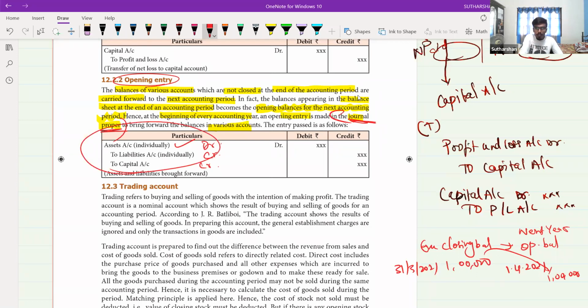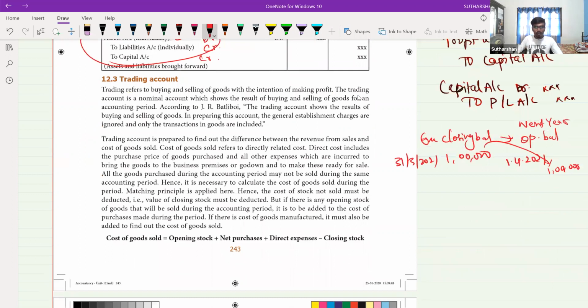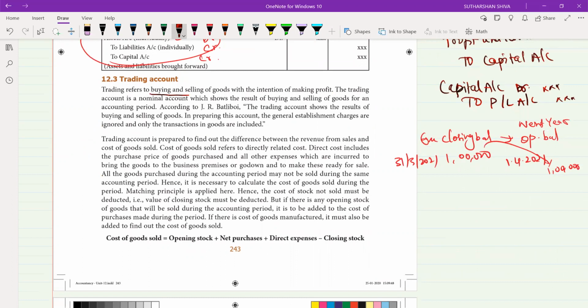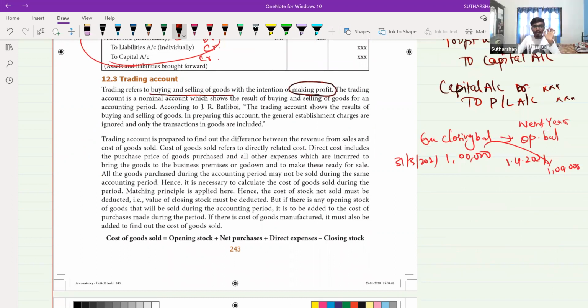Okay, then we are moving to the trading account. What is a trading account? We will see. Okay, Lalita, unmute and read. What is a trading account? Trading refers to the buying and selling of goods with the intention of making profit. Yes, in every business, why are we doing business? Our main intention is to make a profit.